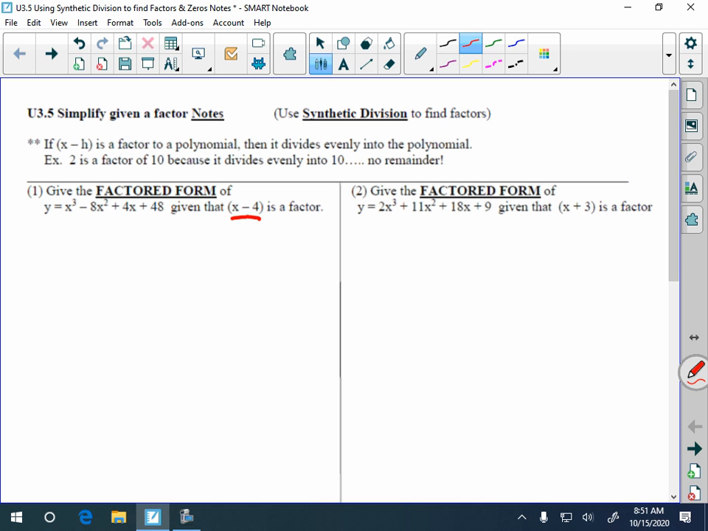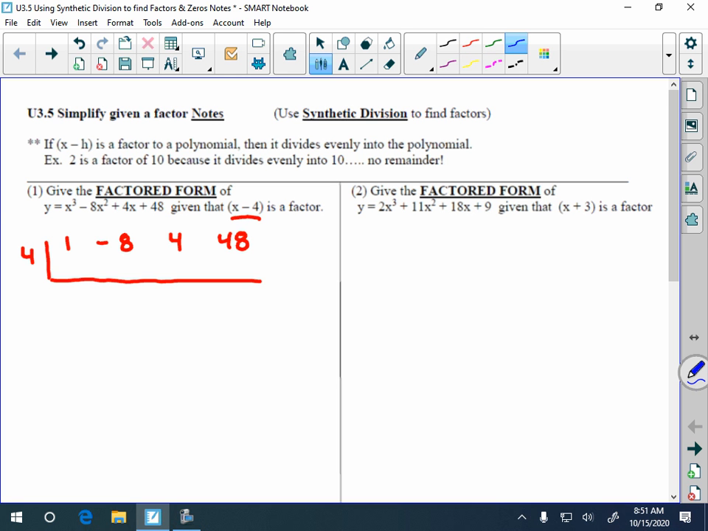So what we do is when we're given a factor already, what we have to do is change the sign of the binomial, so the number inside, change the sign, and that's what's going to go on the outside of the division. All right, so it's going to be a positive 4. That's really key that you change the sign. All right, so then we put in each of the coefficients in order. Again, if you miss an exponent or skip an exponent, you got to put a 0 in. Don't forget that. All right, so that's the setup.